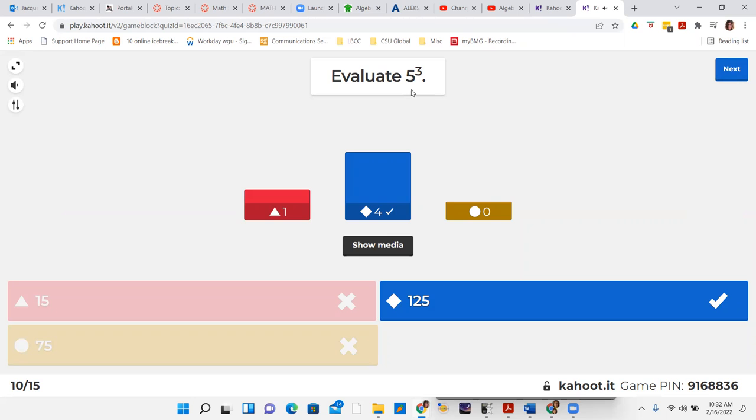So 5 cubed means 5 times 5 times 5, right? 3 times. 5 times 5 is 25 times 5 is 125. So the cube means to multiply it by itself 3 times, not 5 times 3.